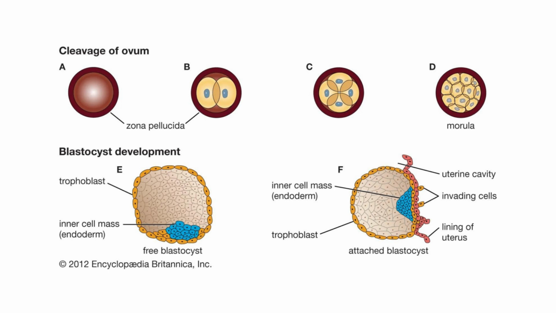By the fourth day after fertilization, day 4, a cluster of about 12 blastomeres passes from the uterine tube into the uterus. As you can see there, letter D. And at this stage, the cluster is called the morula.